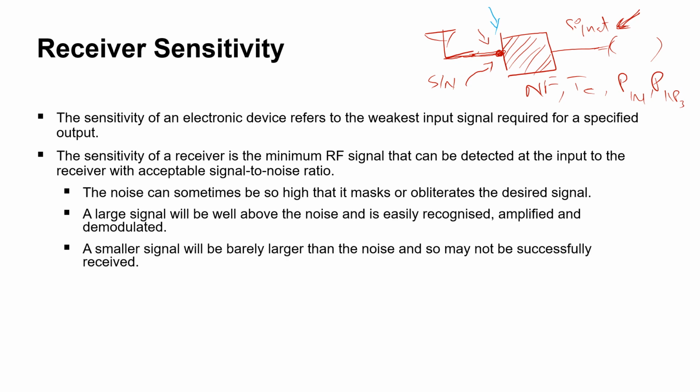A small signal will be barely larger than the noise, so it may not be successfully received. Imagine I received a signal to noise ratio at this point which is almost equal or very small, with very little power above the noise floor. Then it will be very difficult for me to pass it through my receiver circuit and make sense out of it. It may get lost inside the receiver as well.